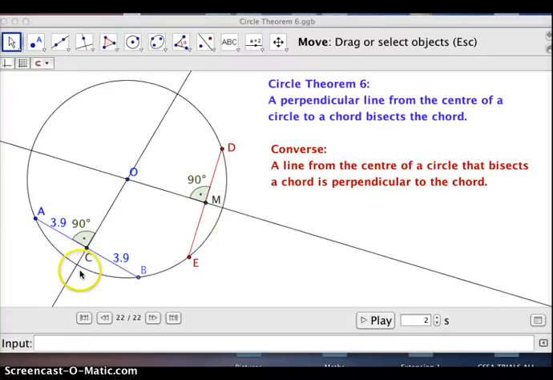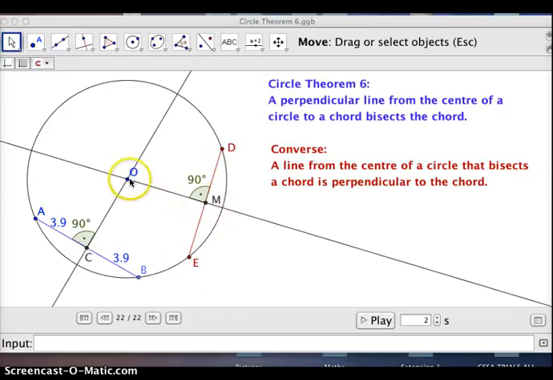Okay, Circle Theorem 6 states, so get out your little booklet and write the theorem. A perpendicular line from the centre of a circle to a chord bisects the chord. Now, let's look at this red chord DE. What I did in GeoGebra, this program, I drew a perpendicular line from O to that chord DE. And what we found was, this is a right angle. I can't get a right angle symbol on this program for some reason. So this line OM is perpendicular to chord DE.